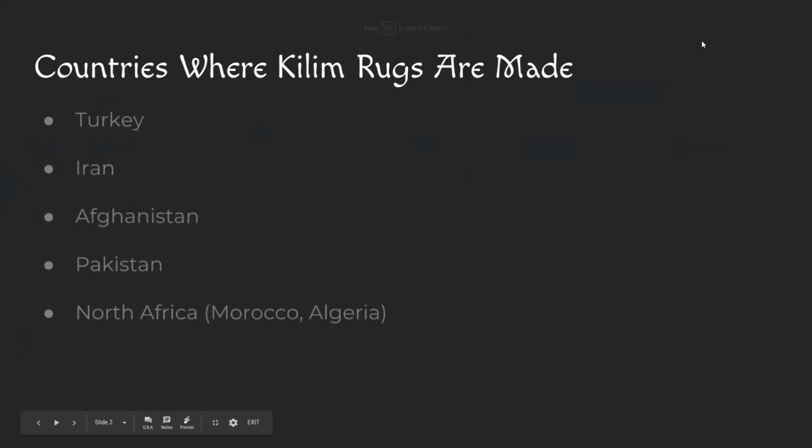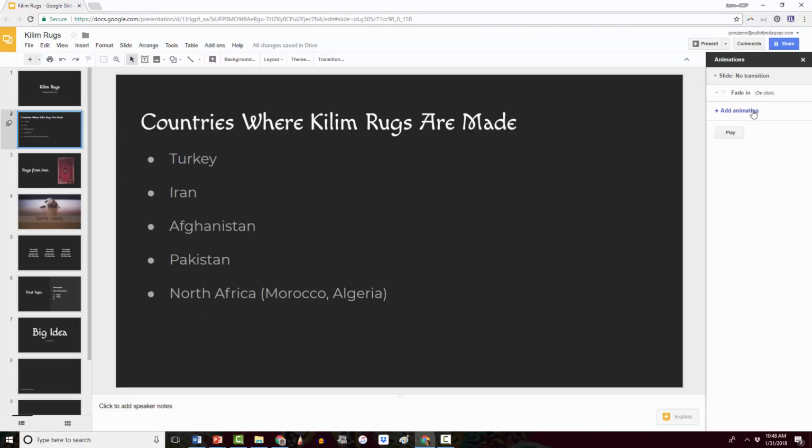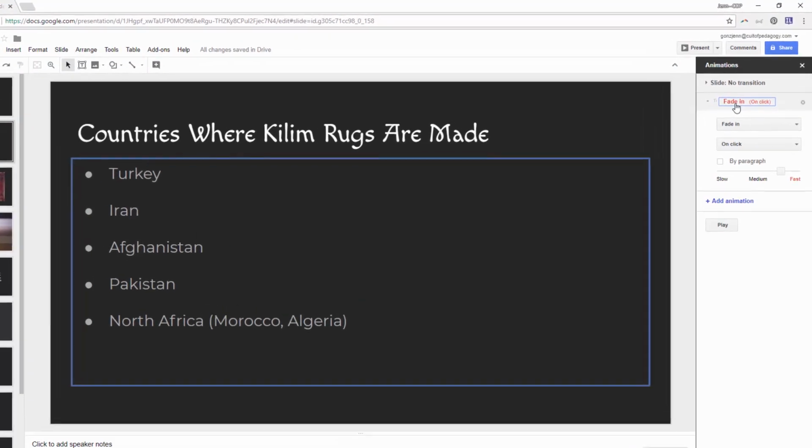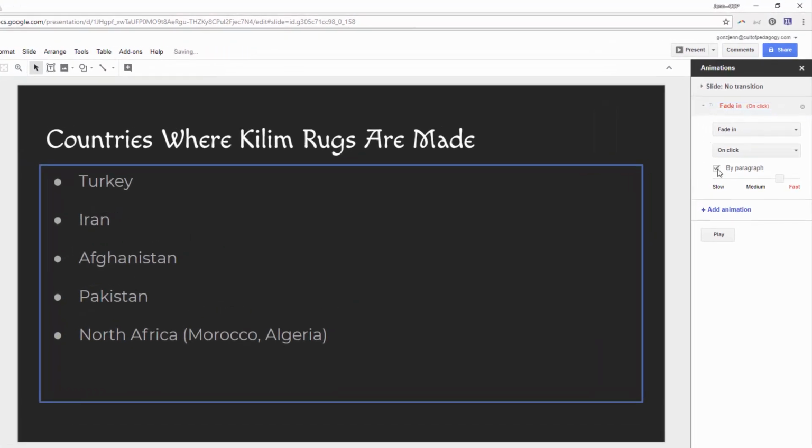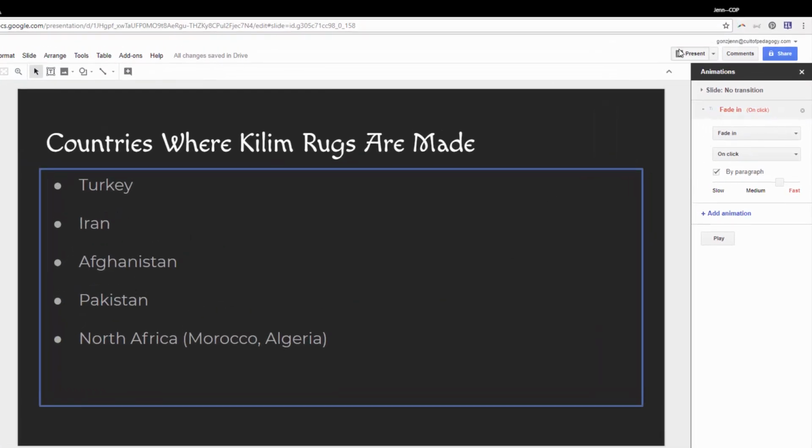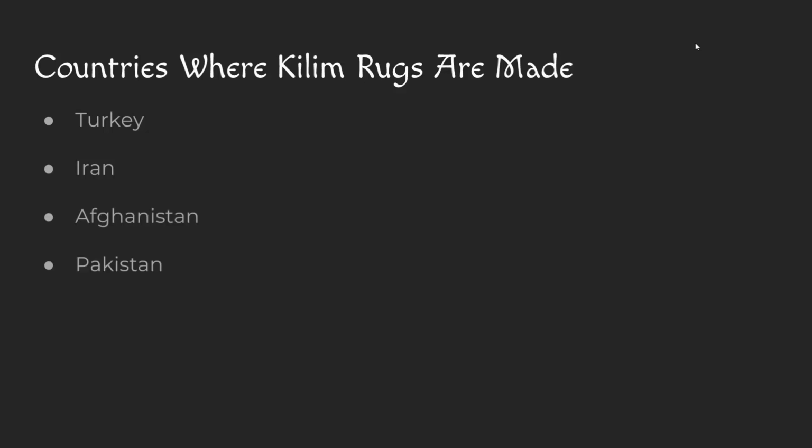So the title comes up and then when I click the space bar, all of the bullets come in at once. But I want them all to come in separately. So I'm going to hit escape and change that animation a little bit. I'll click on the animation and click by paragraph. So let's hit present again. Now when I click the space bar, I get the first one and then the next one, and they only come in as I click. So that's how you get those things to come in.